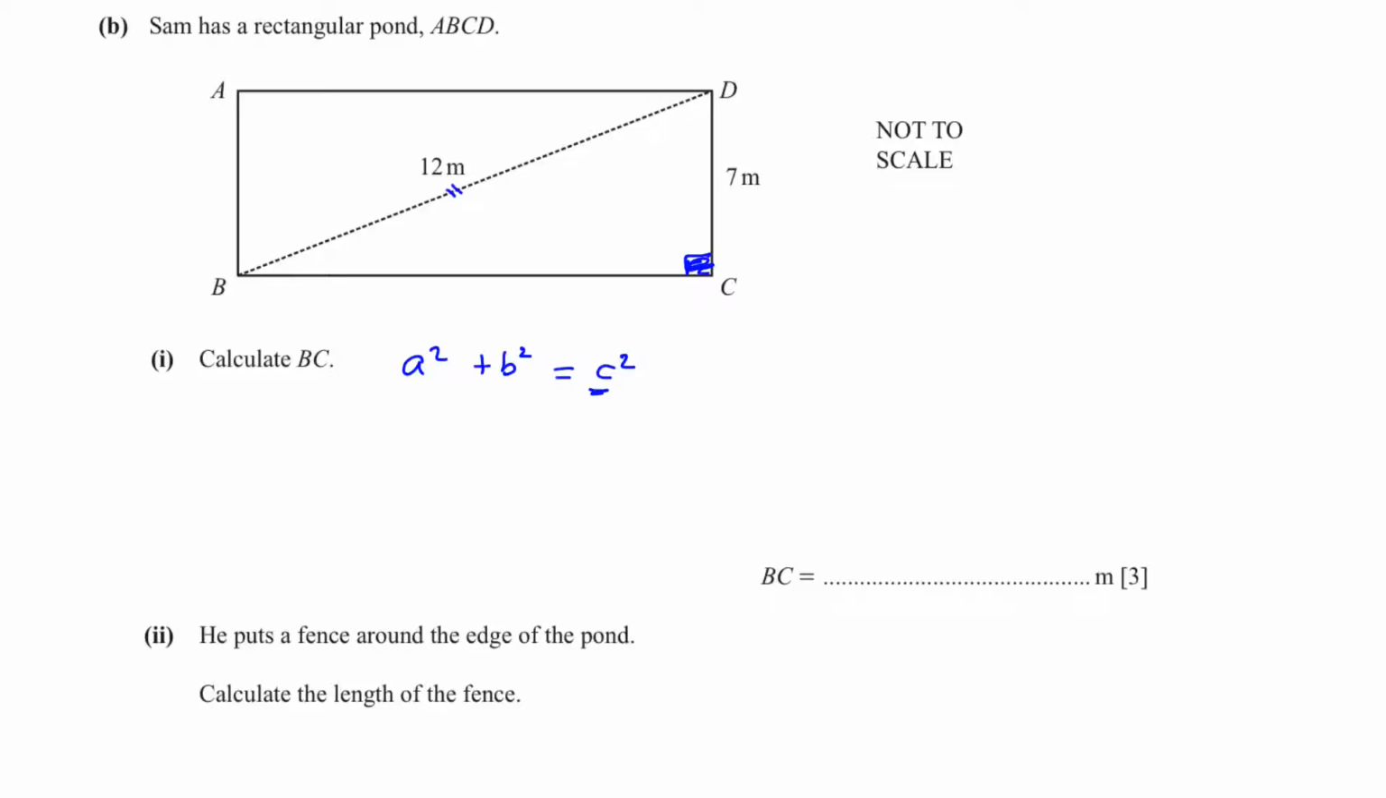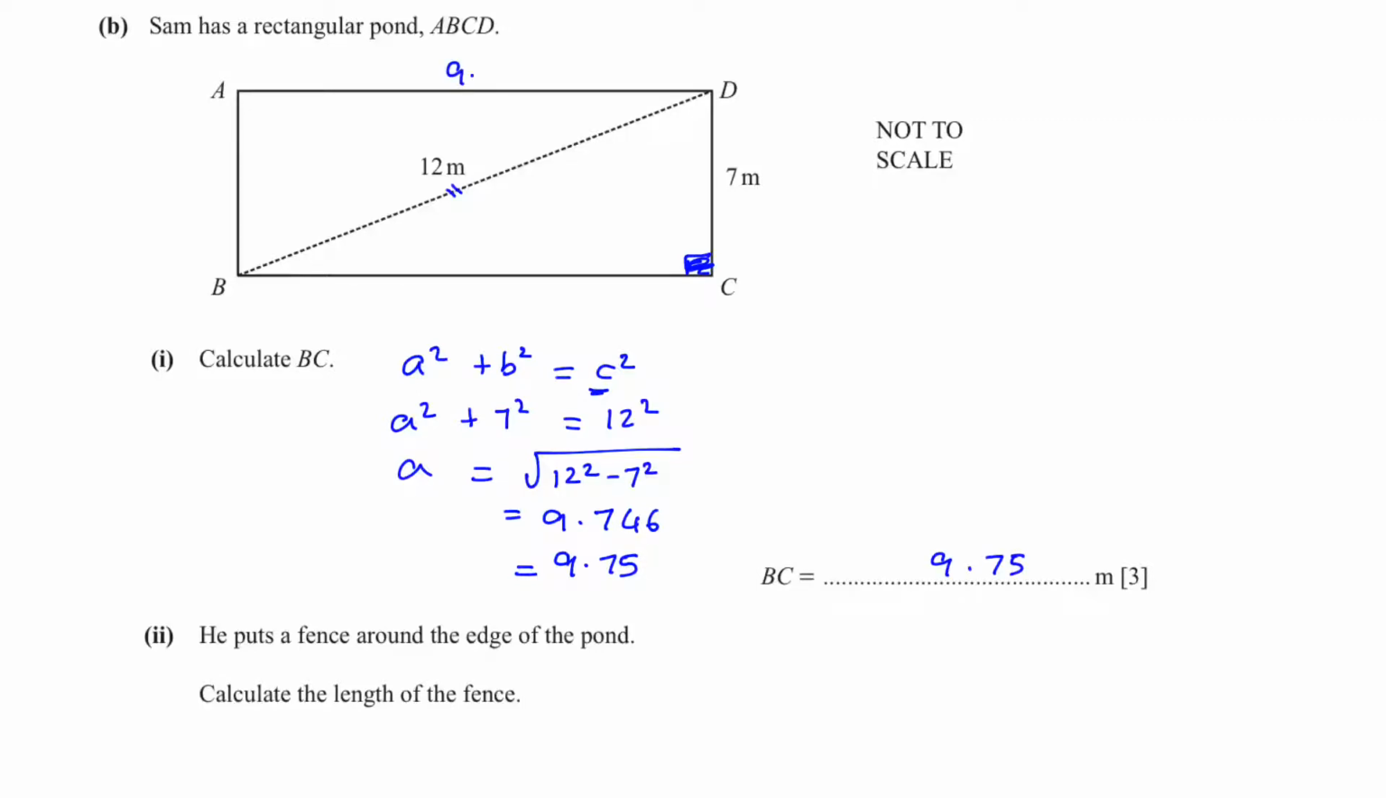So here our hypotenuse is 12. A and B can be either, it doesn't make a difference. Therefore, A is equal to square root 12 square minus 7 square. We don't want the A square, we want A. And this will give us 9.746. We can round it to 9.75 meters.